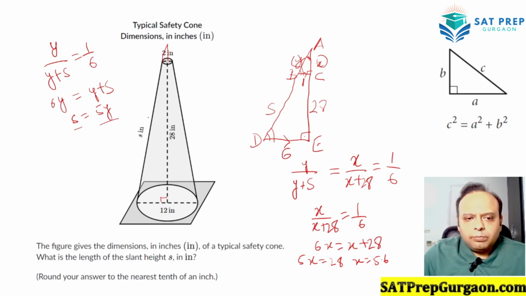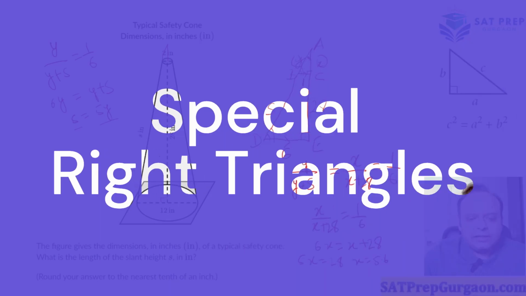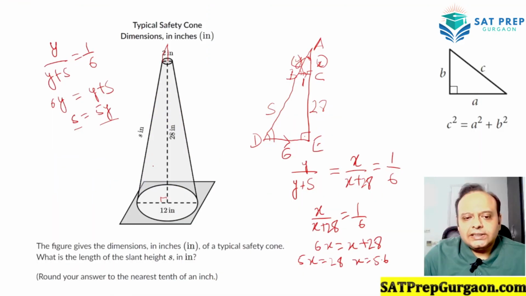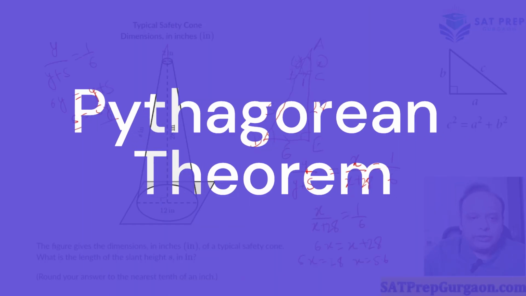So what other properties do we need to know? If you ever see a right angle triangle, there are mostly just two concepts that are tested. One is special right angle triangles, so you would see something like 30 degrees, 60 degrees, 45 degrees, but we don't see that here. The only other concept that would be tested is most likely going to be the Pythagorean theorem.